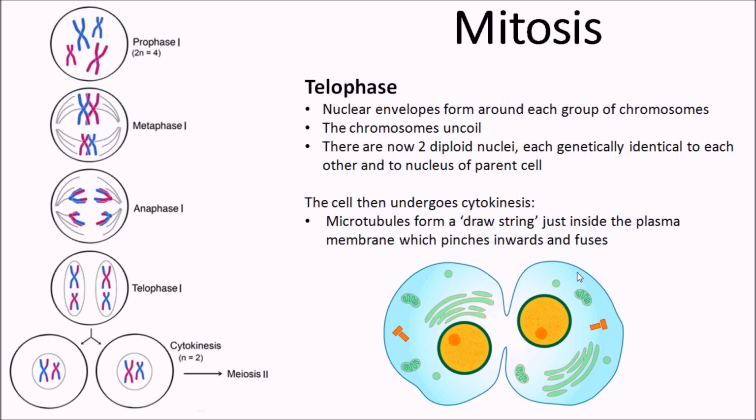the parent cell. The cell now undergoes cytokinesis, where microtubules form a drawstring just inside the plasma membrane, and this pinches inwards and fuses. So now we have 2 completely identical cells.